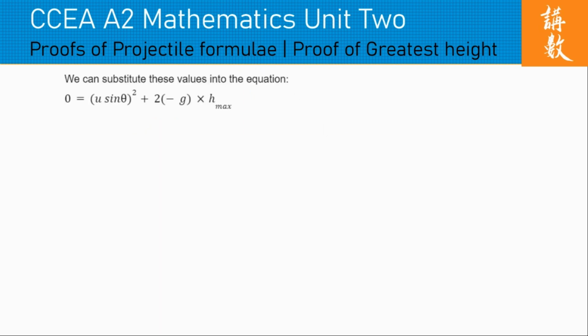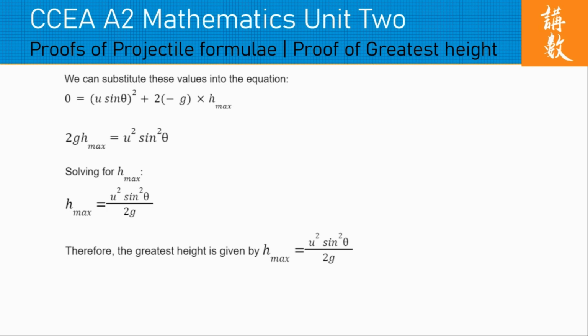We can substitute those values into the equation, which gives 0 equal to (u sine theta) squared plus 2 times minus g times h max. And then we have 2g h max equal to u squared times sine theta squared. Solving for h max, it will be equal to u squared times sine theta squared over 2g. Therefore, the greatest height is given by h max equal to u squared times sine theta squared over 2g. This is the end of the proof of the greatest height.